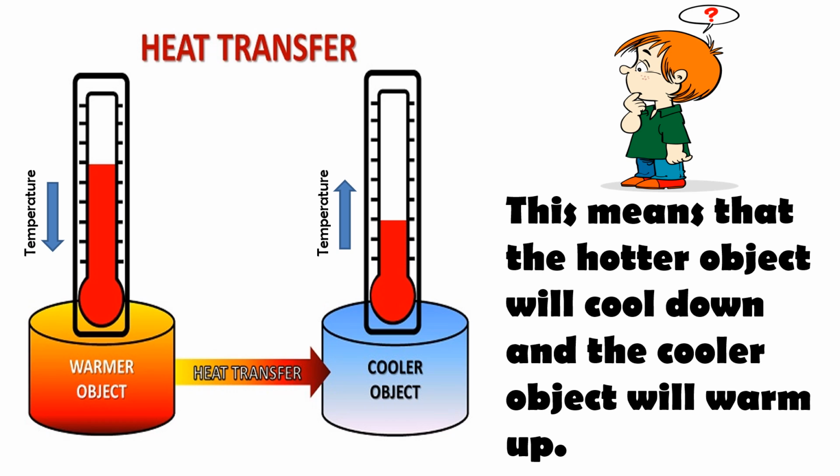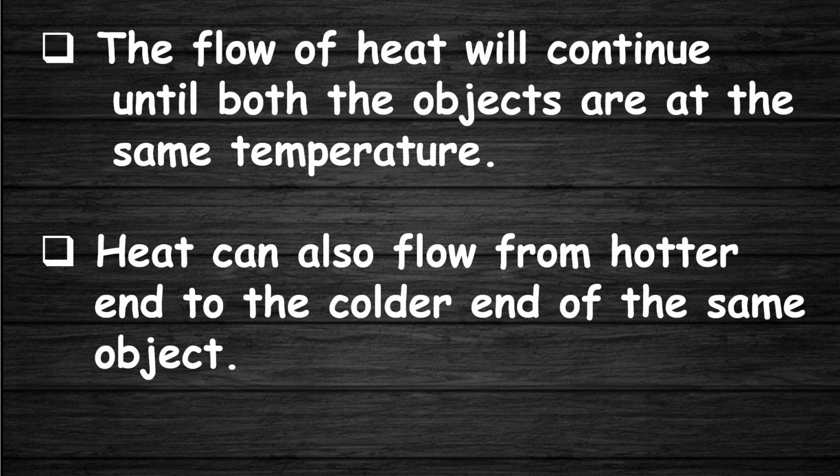As you can see in the diagram given here, heat transfer occurs from a warmer object to a cooler object. Due to this heat transfer, the temperature of the warmer object decreases while the temperature of the cooler object increases. The flow of heat will continue until both the objects are at the same temperature. Heat can also flow from hotter end to the colder end of the same object.